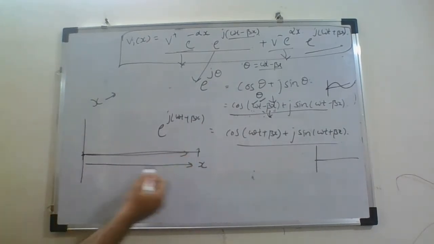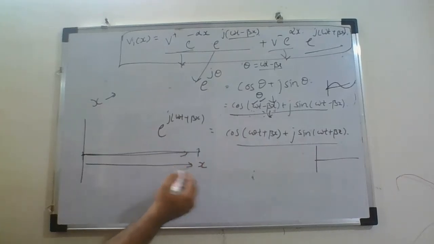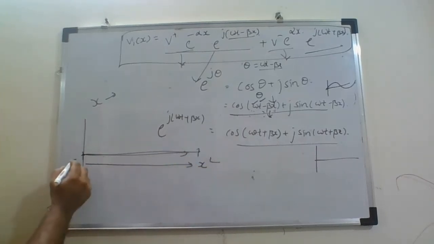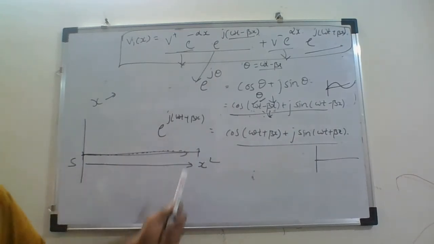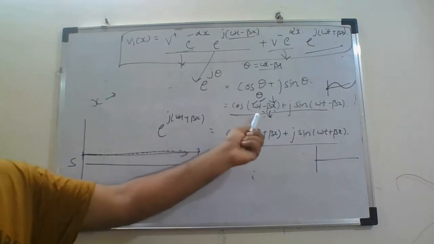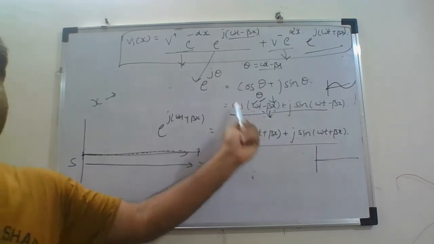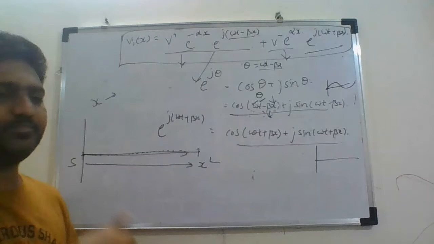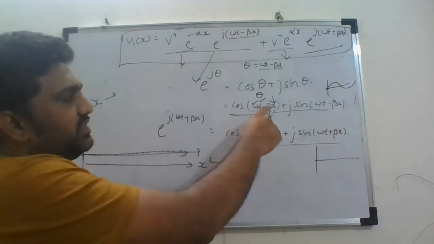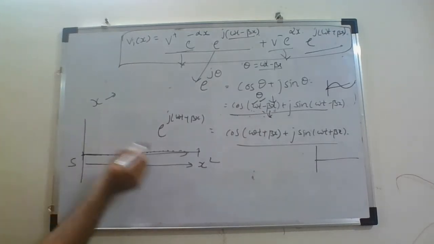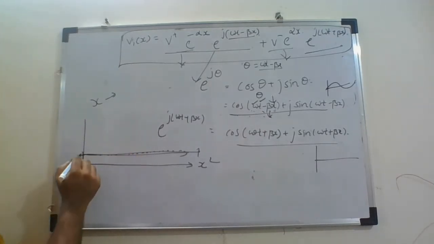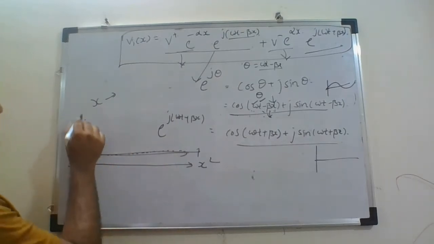As I am moving right towards the load end, the value of x increases. This is the source and this is the load, so we are moving from the source to the load. Whenever this is happening, we can see that the phase angle of the cos is getting shifted. The phase shifting is towards the right side. Understood? So like this.